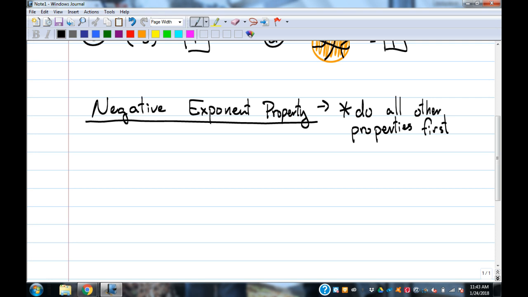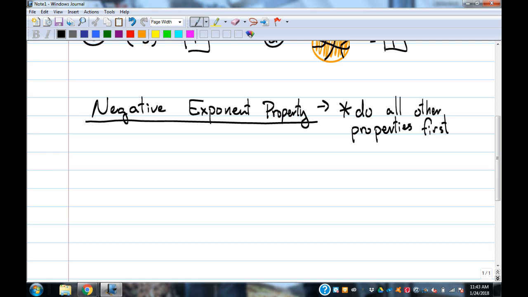But there may be some other properties that we may have to do. We may have to add exponents because we're multiplying things with the same base. And then we might have to subtract exponents if we're dividing and have the same base. We might have to multiply exponents if there's parentheses with an exponent outside. But you do all of those things first and then fix the negative exponents.